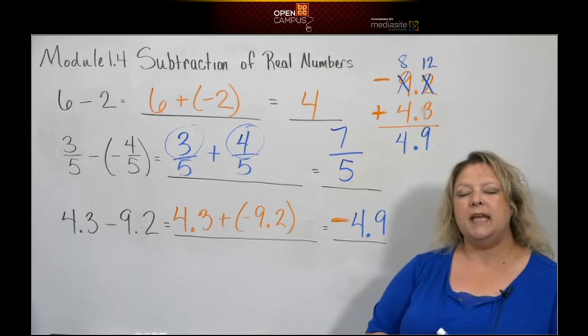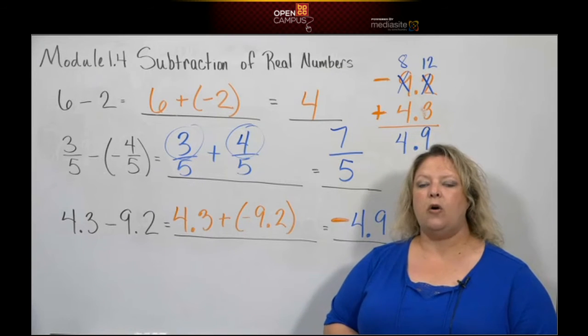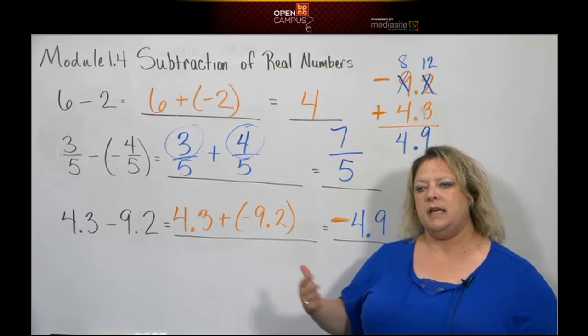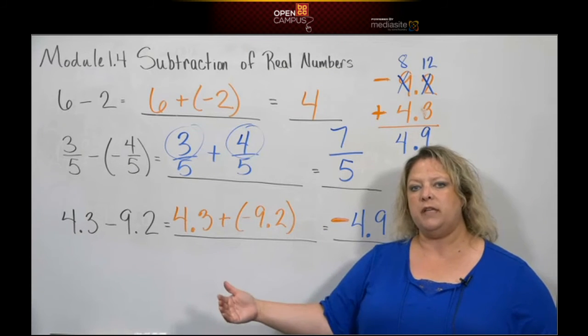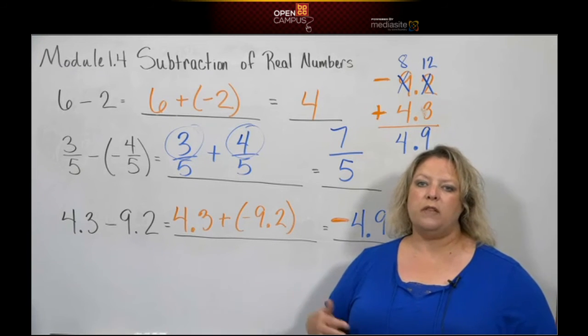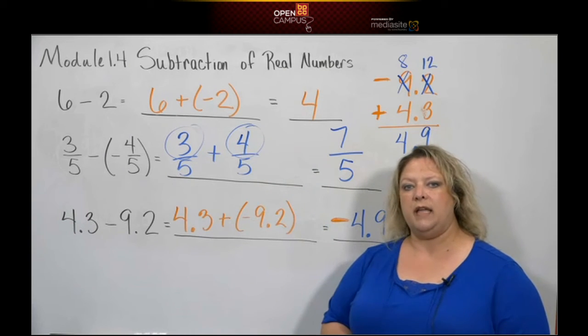4.9. Anytime that you can think of money, money is a whole lot easier to understand the positives and negatives, because anytime it's negative, that means that you owe it. If it's positive, you have it. So if you owe more than you have, that's why you get the negative value in the answer.